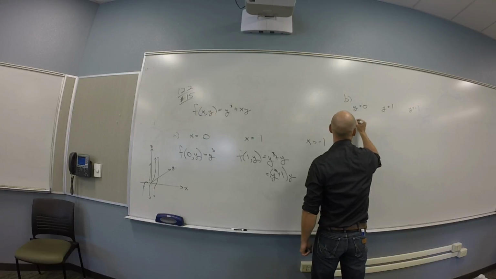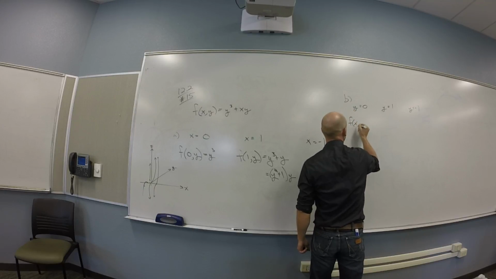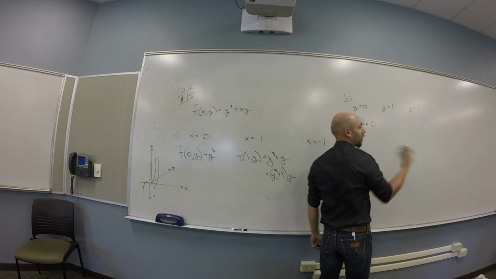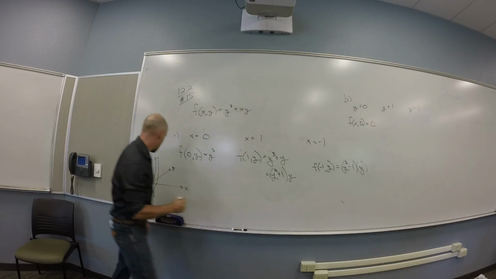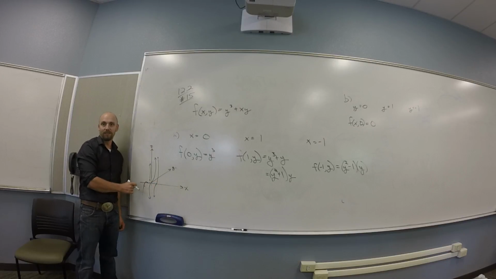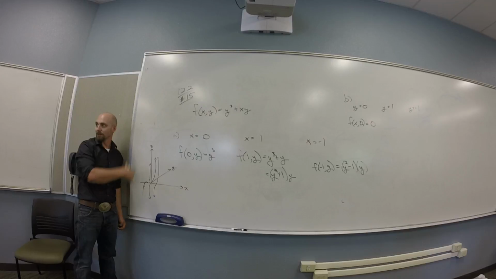Okay, so when y is 0, this thing vanishes. Yeah, it's 0, right? So I get f of x and 0 is the 0 function. That means that this cross-section is just the x-axis. You guys see that? I'm slicing in y, right? So that xz plane cross-section is just the x-axis.